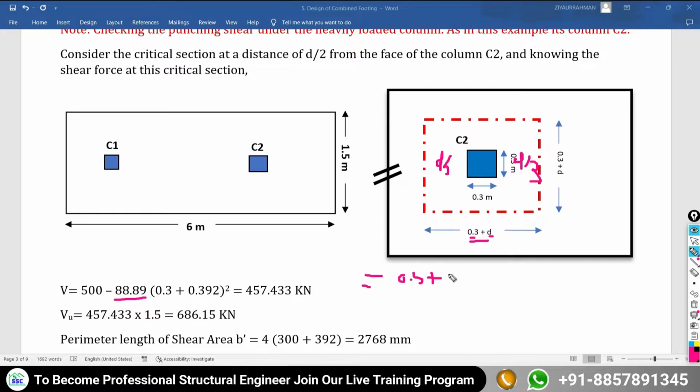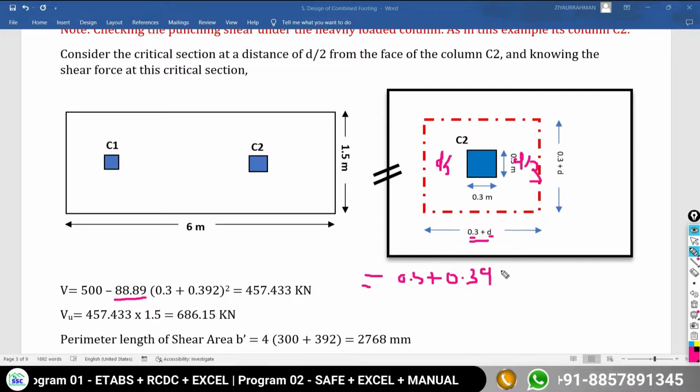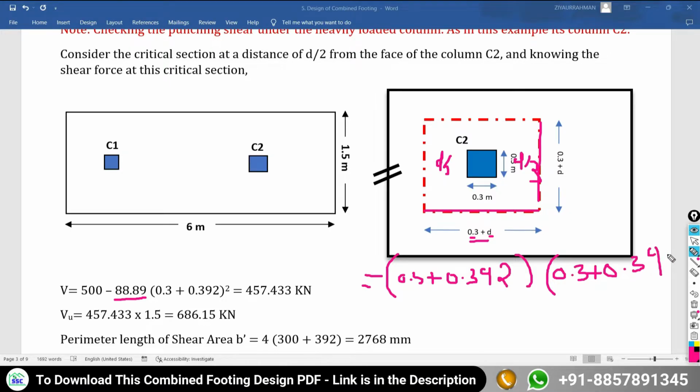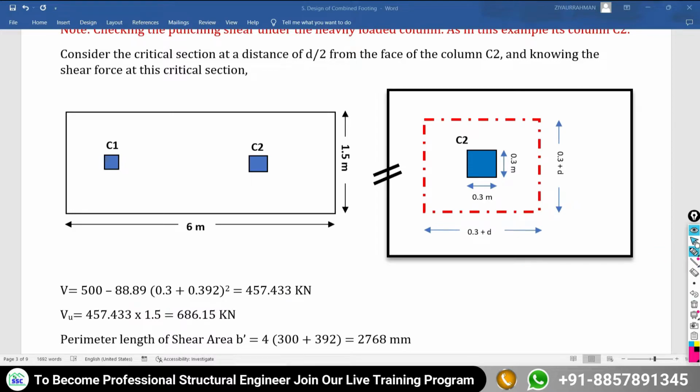0.3 plus 0.392, which is actually the effective depth of your foundation. If I multiply this side with this side, again the same dimension, 0.3 plus 0.392, it is going to become squared. So the same thing is actually present here. After the calculation, you are getting the shear force as 457.433 kilonewton. So it is the service shear force.